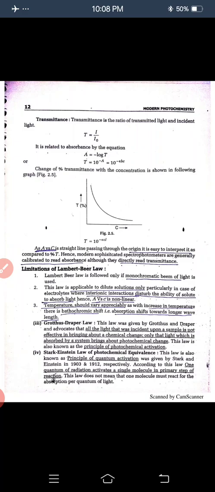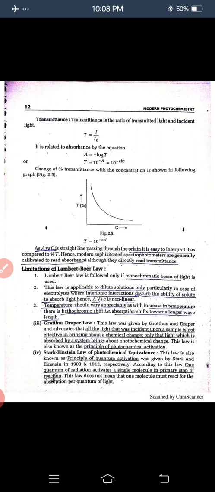Second, this law is applicable to dilute solutions. Beer-Lambert law is used only in dilute solutions, particularly in the case of electrolytes, where interionic interaction disturbs the ability of the solute to absorb light. Hence, A versus C is non-linear. Temperature should not vary appreciably, as with an increase in temperature there is a bathochromic shift, that is, the absorption shifts towards longer wavelength. Bathochromic shift is known as the red shift, shifting towards the red area.